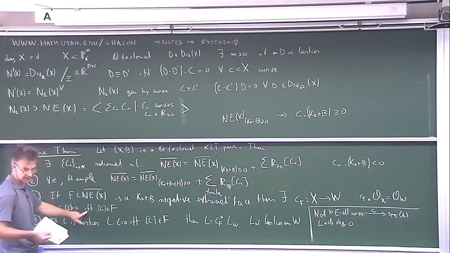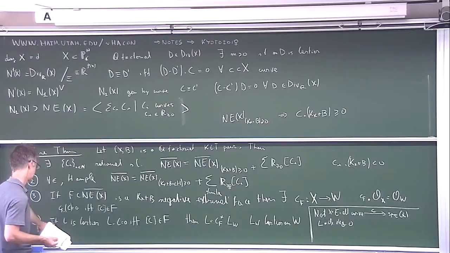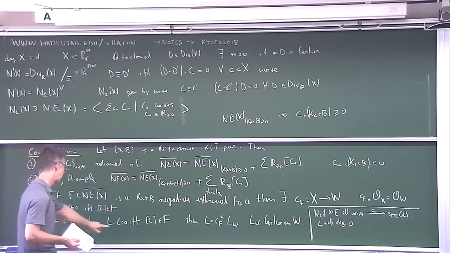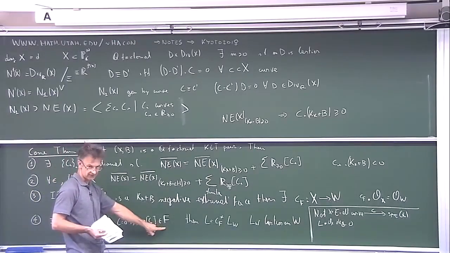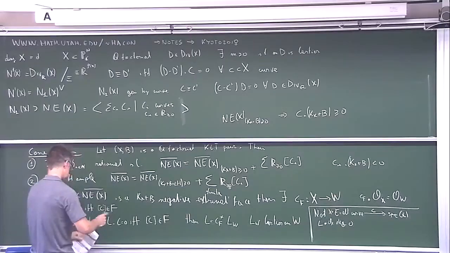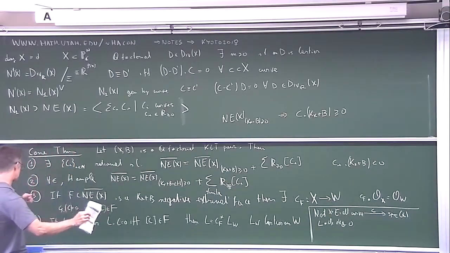This if and only if here? No, the one lower. LC is equal to IFF, no? Oh, LC is equal to 0 if and only if C is in F. No, if. Yes, I got a bit carried away. Okay, so let me figure out which direction I wanted to say.